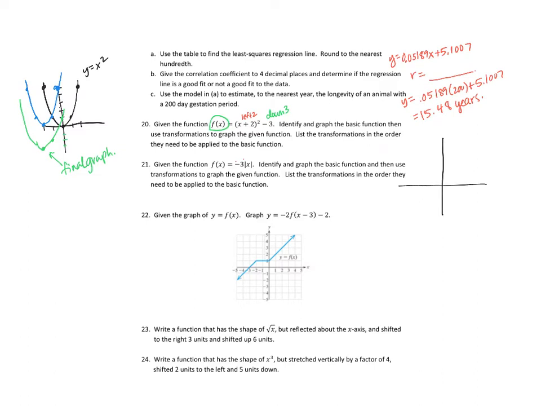The plain graph of absolute value of x looks like a V-shaped graph, but the slope of the V is 1. So we'll have these points: 1, 1, and 2, 2, and negative 1, 1, and negative 2, 2, and so on. So this is y equals the absolute value of x.